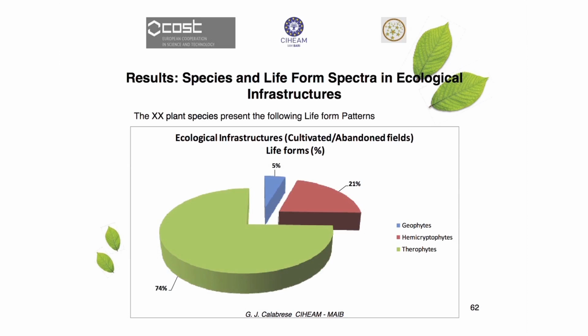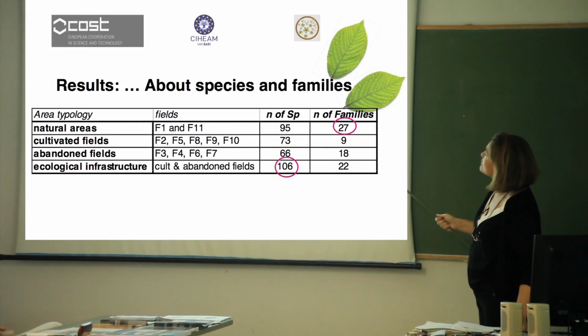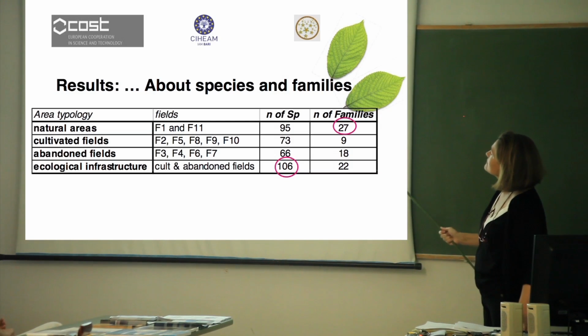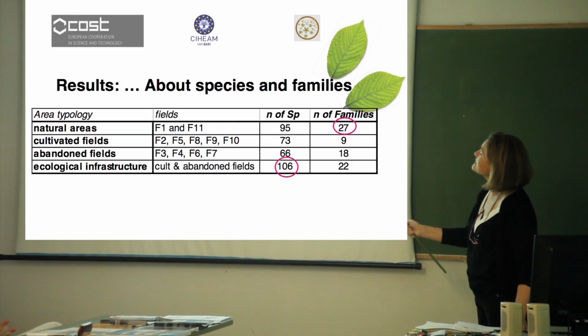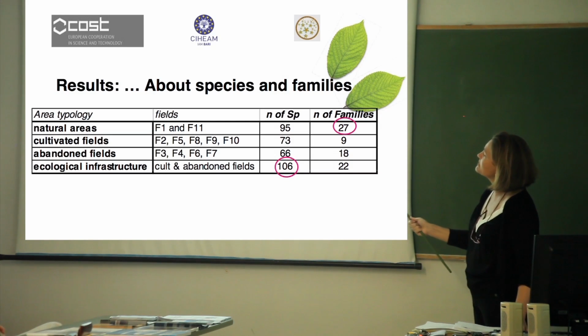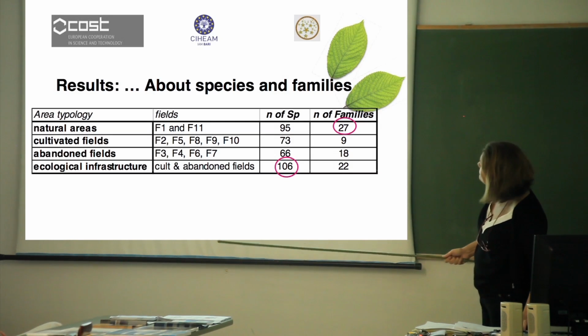And this is the corresponding. So this is the balance in terms of number of species and families, and this is much more balanced than this one. This is related to the natural areas. Even if this is related with a higher number of species, this is a bad data.